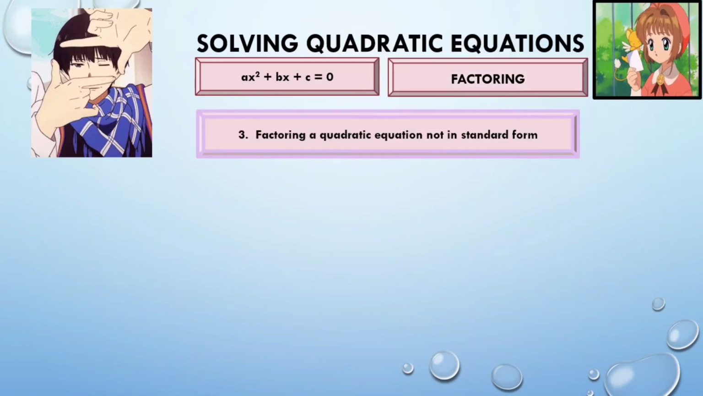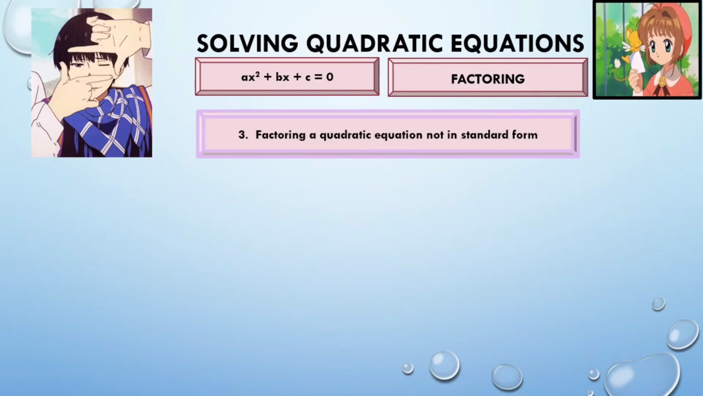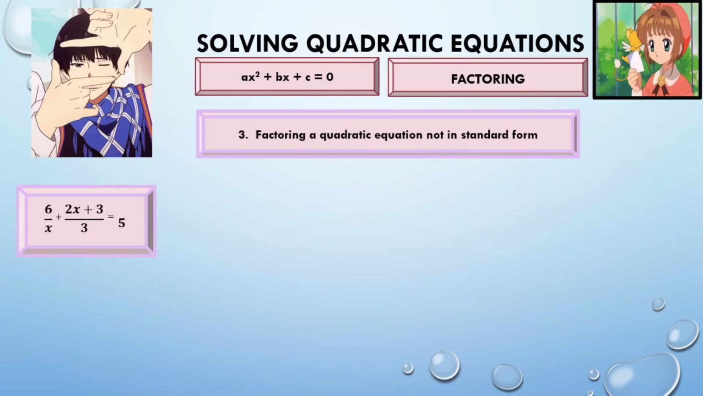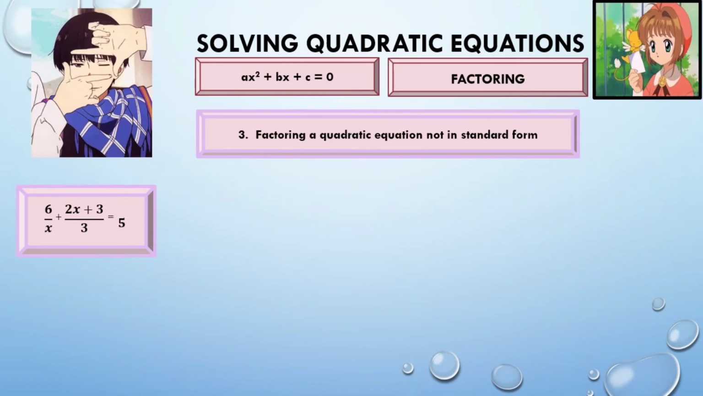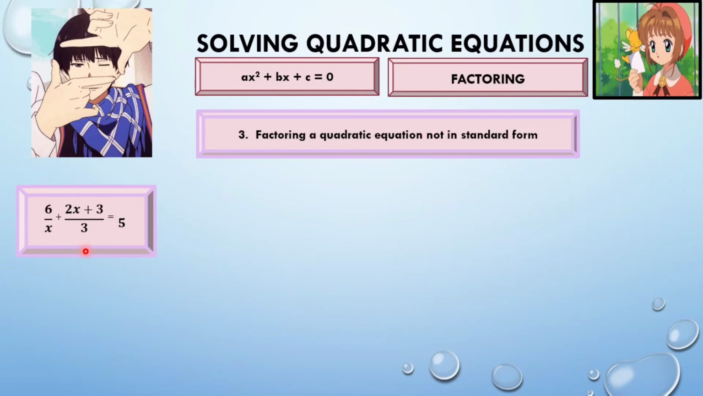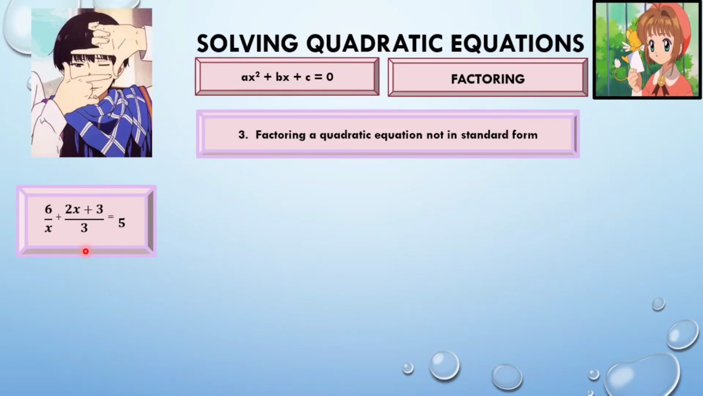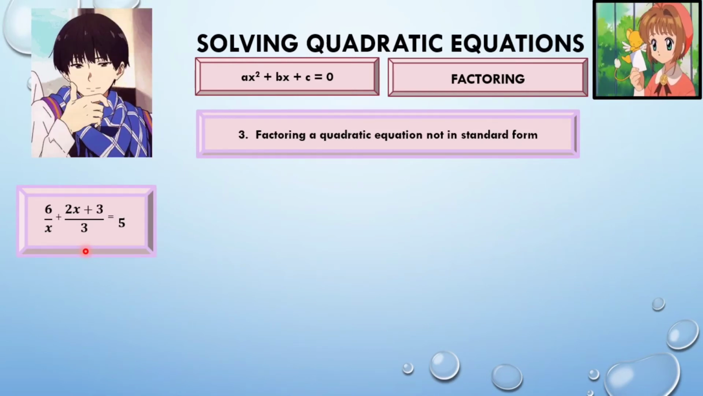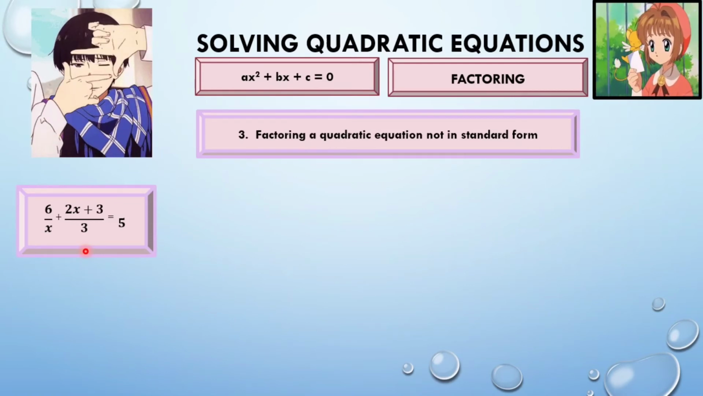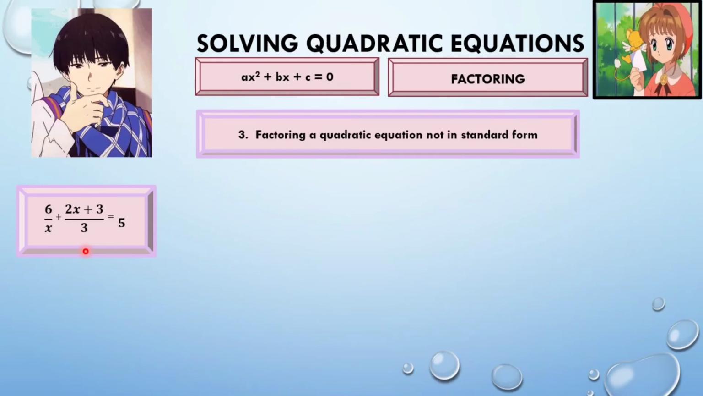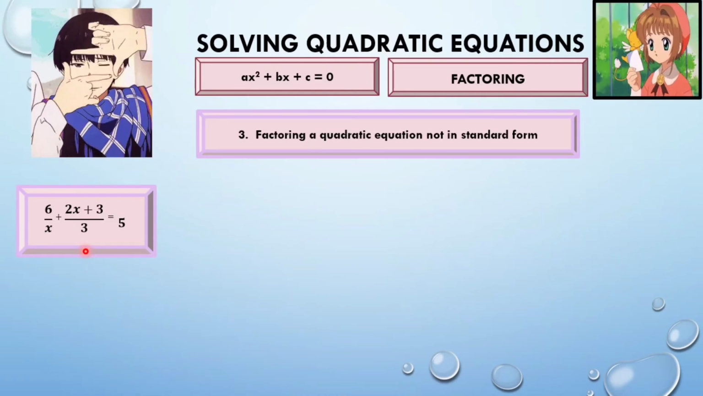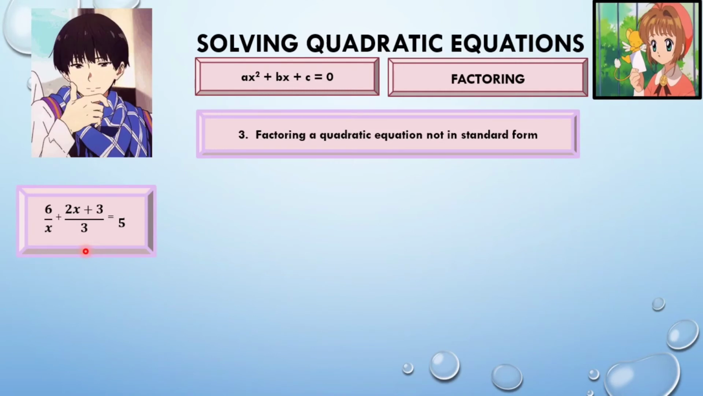So let's continue. Our number 3 is factoring a quadratic equation not in standard form. So how do we simplify the given? If you can see, I have given an example which is maybe a bit complicated to you, but if you look at that very carefully, those are just fractions. Sometimes you are just confused by the many numbers. So we have two fractions given before the equal sign and a whole number after the equal sign.